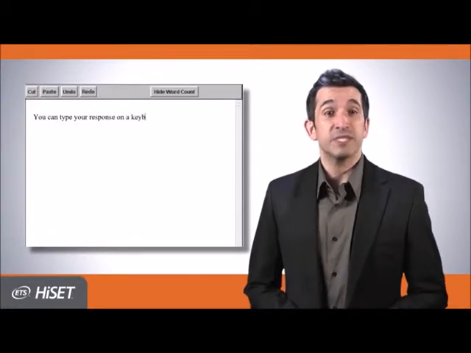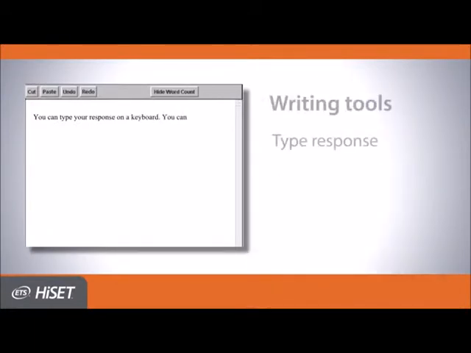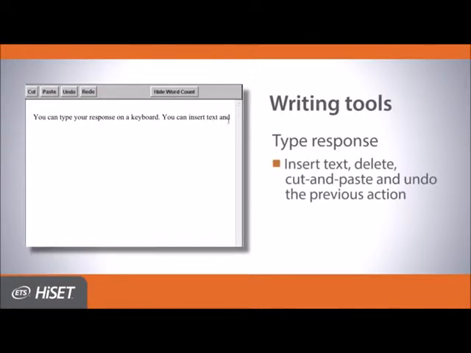For the essay part of the writing subtest, you'll be typing your response on a keyboard using word processing software developed specifically for the test. It includes the basic operations you would expect. You're able to insert text, delete, cut and paste, and undo the previous action. There's no spell checker or grammar checker, but don't worry. Occasional spelling or grammar errors won't affect your final score.